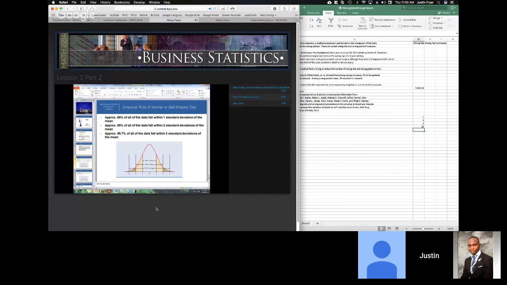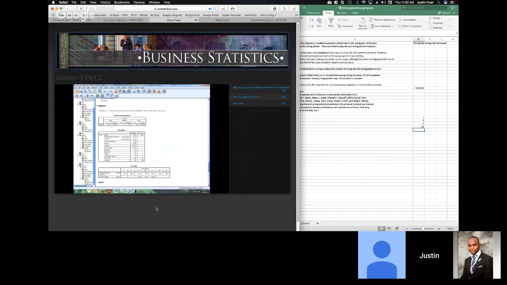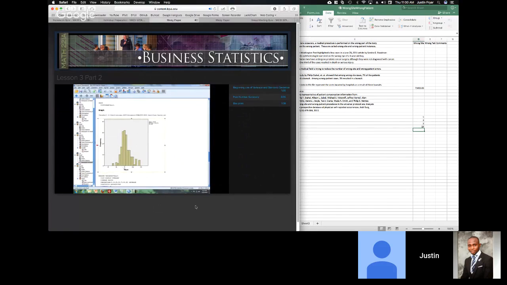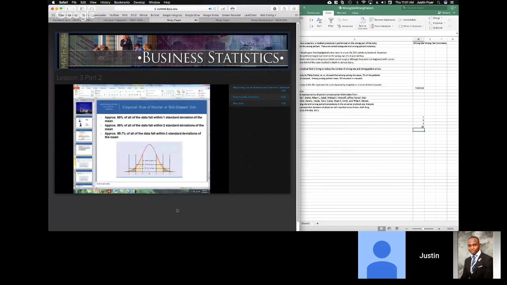If we look at the mean and the standard deviation, and we add and subtract the standard deviation, about 68% of the data will fall within one standard deviation from the mean. If we add and subtract 2 standard deviations from the mean, which is 78, about 95% of the data fall within 2 standard deviations. And almost all the data fall within 3 standard deviations from the mean. That's an example of how we can use the standard deviation, especially with the bell curve.